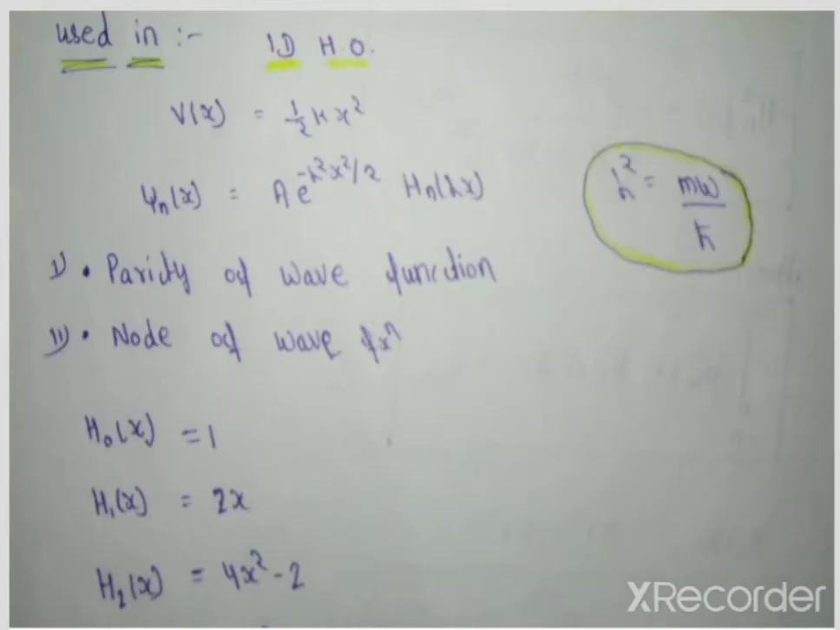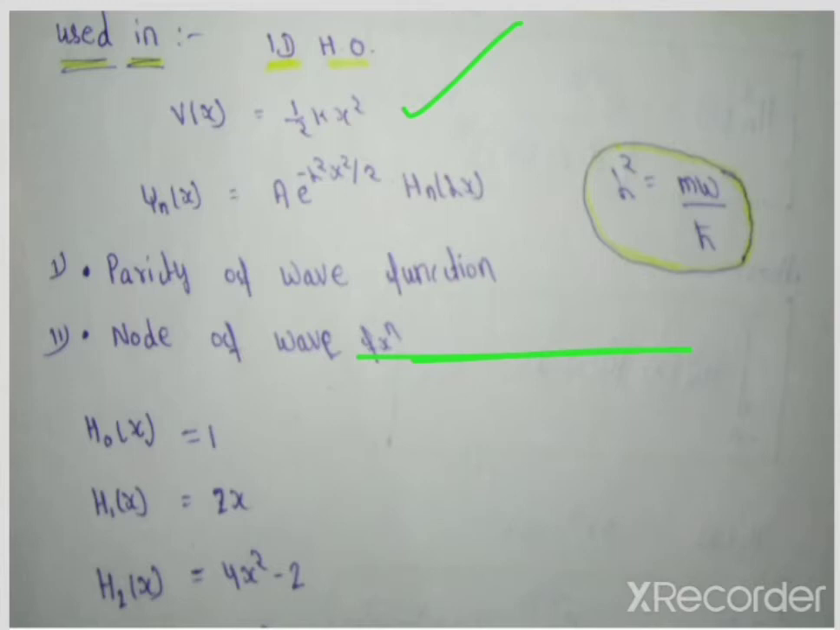Now, how to use these equations and where they are used. They are used in the 1D harmonic oscillator. We know that the potential of a 1D harmonic oscillator is 1/2 kx². Here k is a constant and x is the displacement. We create perturbations, meaning disturbance.